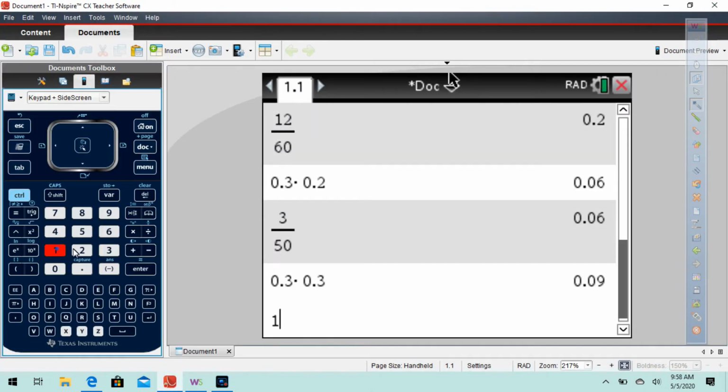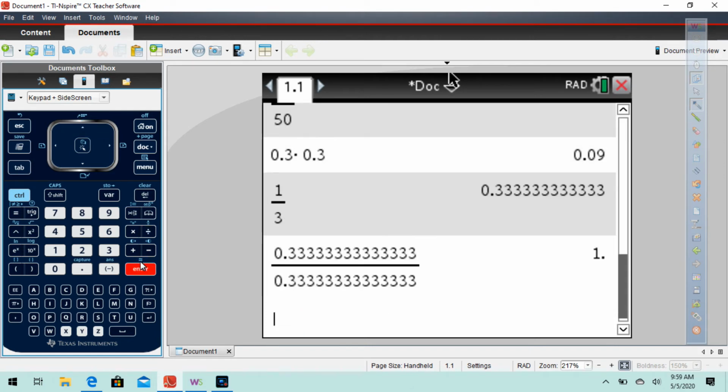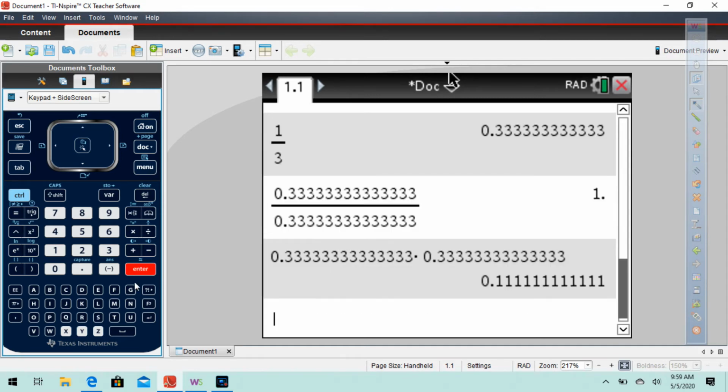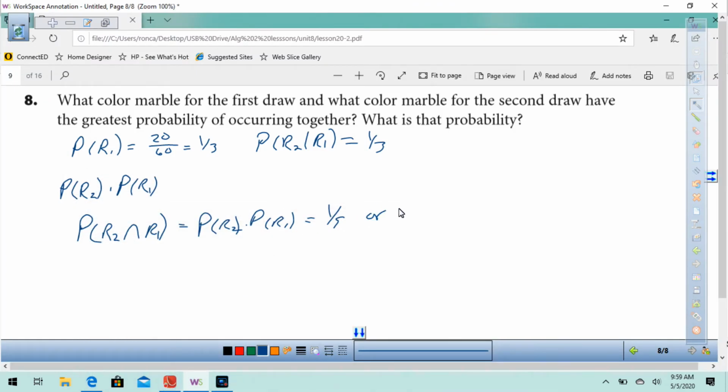Yeah. 1 divided by 3 times... I said... times... is 0.11, which is 1 divided by 9. Yeah. Or 0.1 repeating.